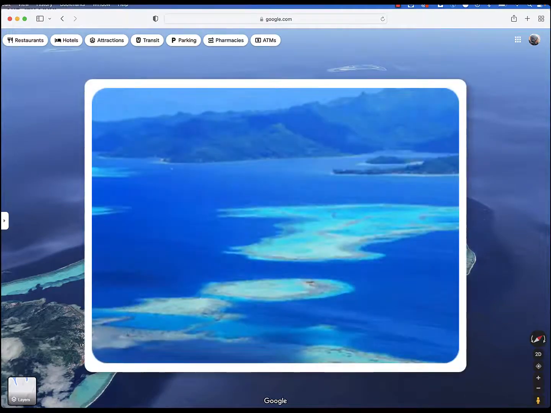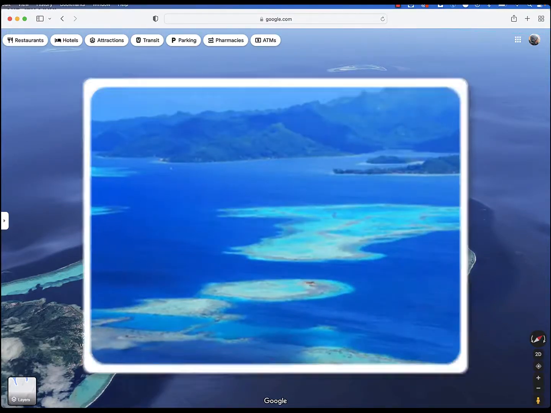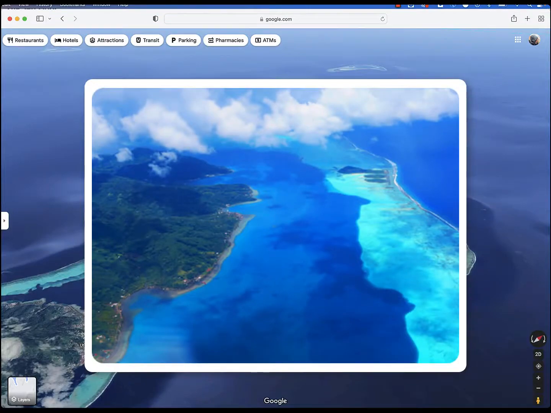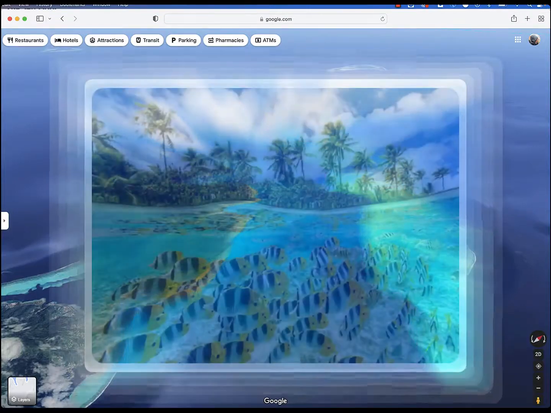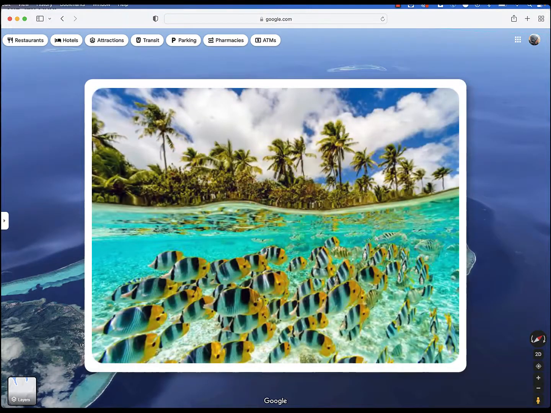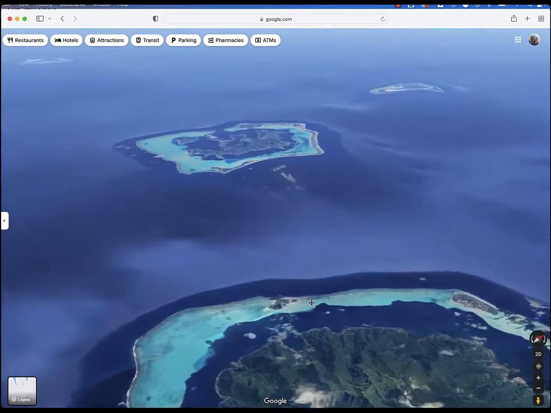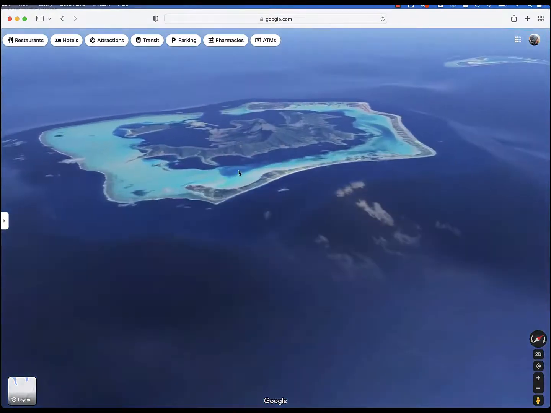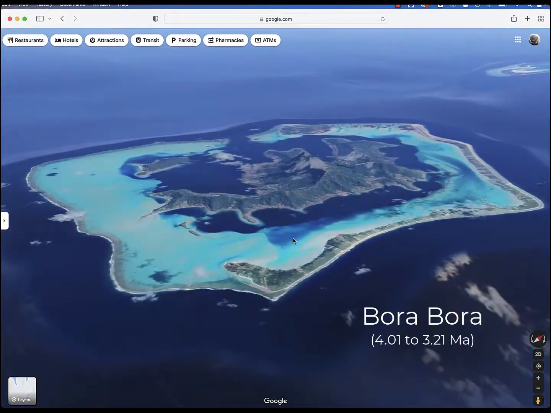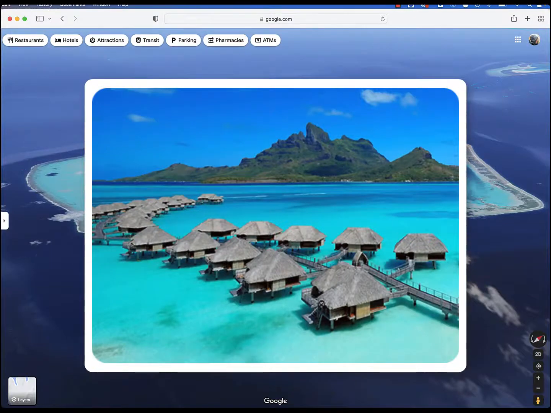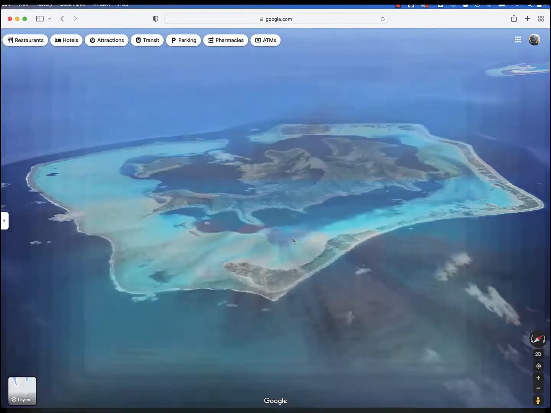Isolated patch reefs can be seen in the lagoon areas, and small elongate islets or motus commonly form along the barrier reef. And Bora Bora is a major international tourist destination known for its luxury resorts.